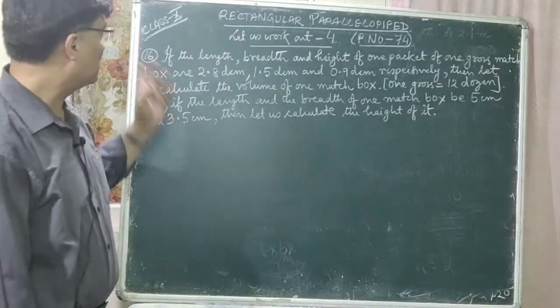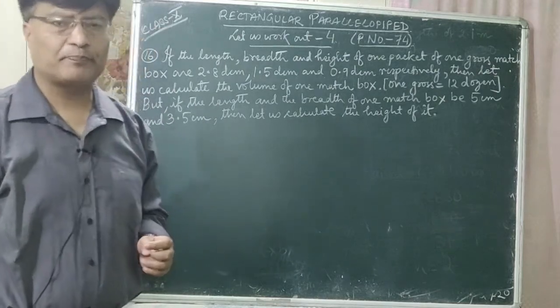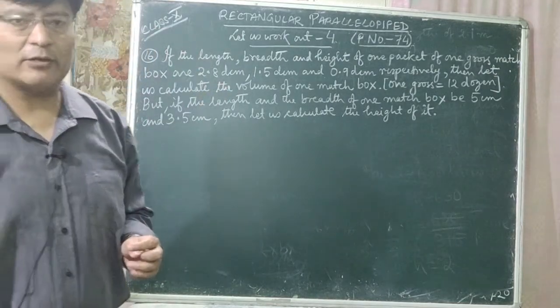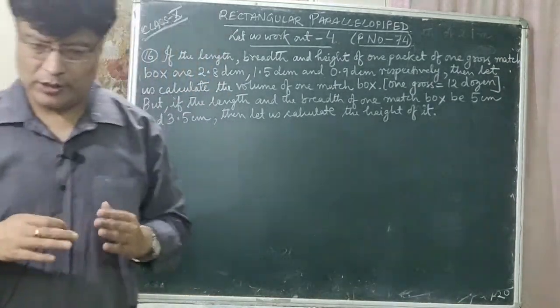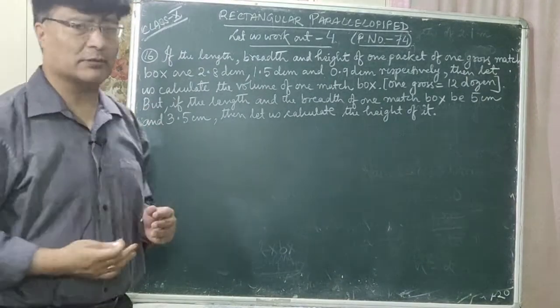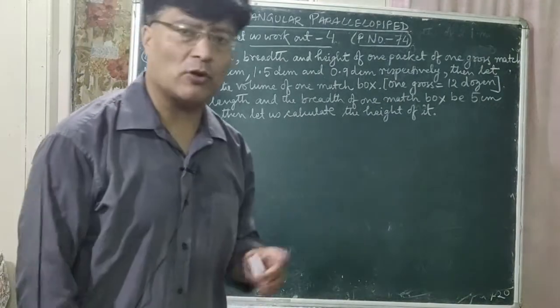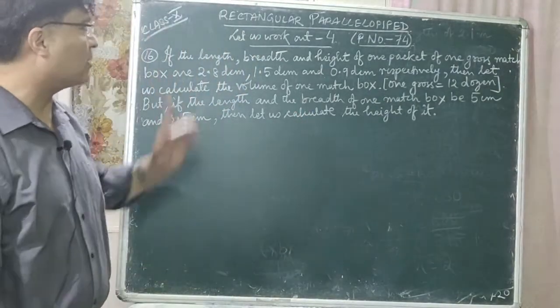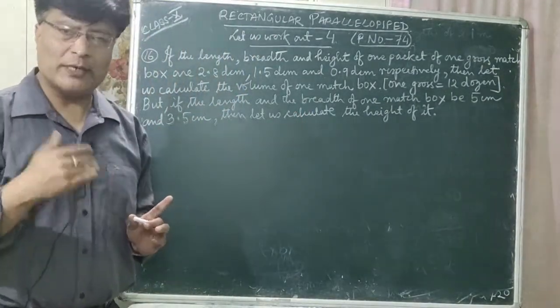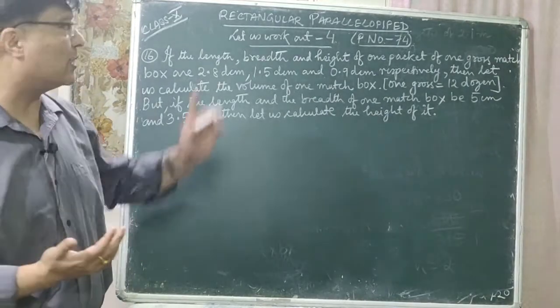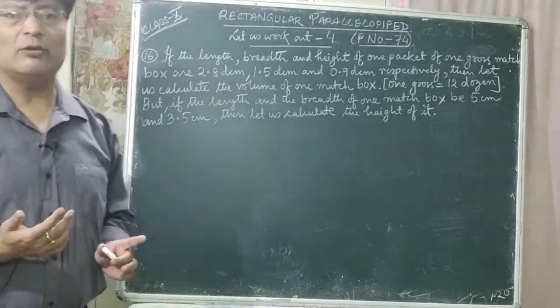So now I am doing class for class 10. The topic is rectangular parallelopiped. So this is the continuation class of this chapter. And in the last online class also we were doing problems on this chapter, that is rectangular parallelopiped. So we will continue the same chapter.